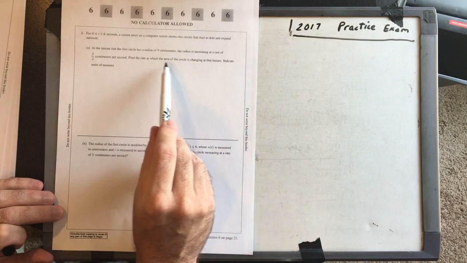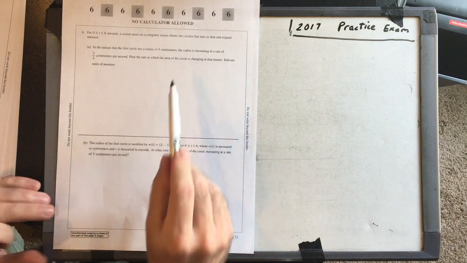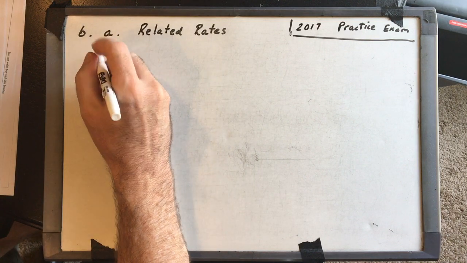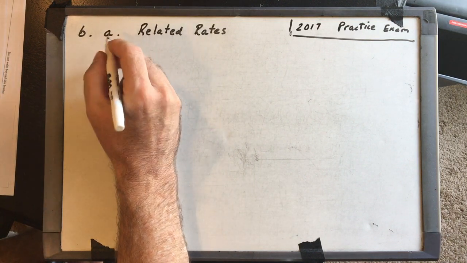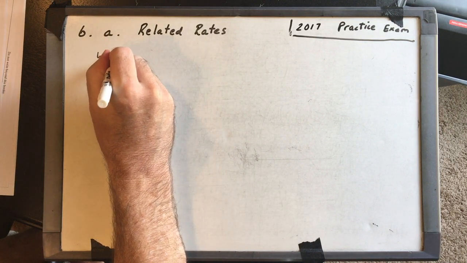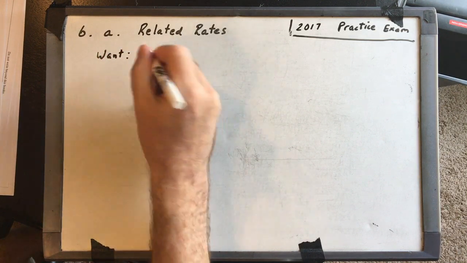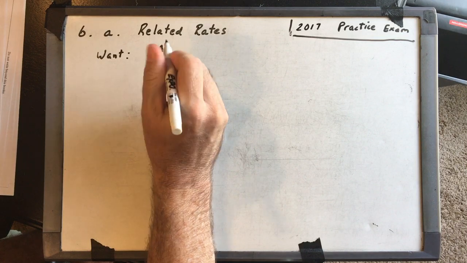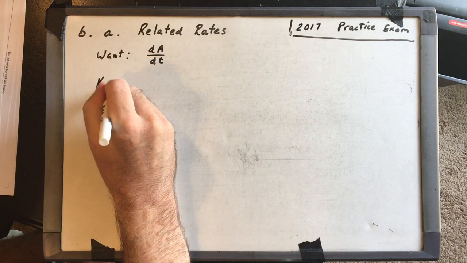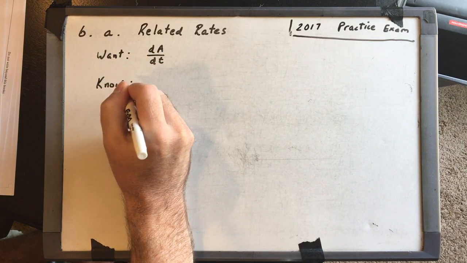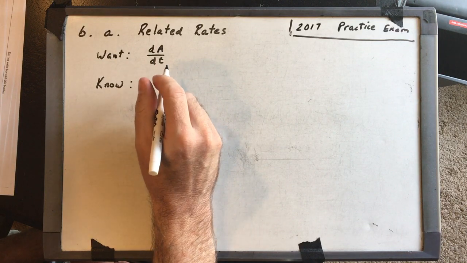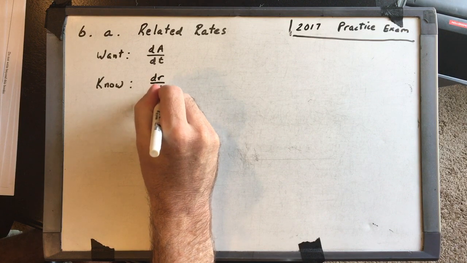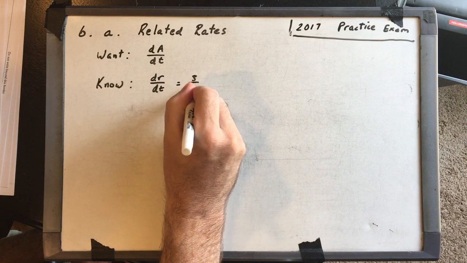Okay, we want to find the rate at which the area of the circle is changing, and we have to indicate units. You want to get those units right. With related rates, we have a process. First of all, we want to write out what we want. We want the rate of change of area. What do we know? It tells us that the radius is increasing, so dr/dt is equal to 3/2.